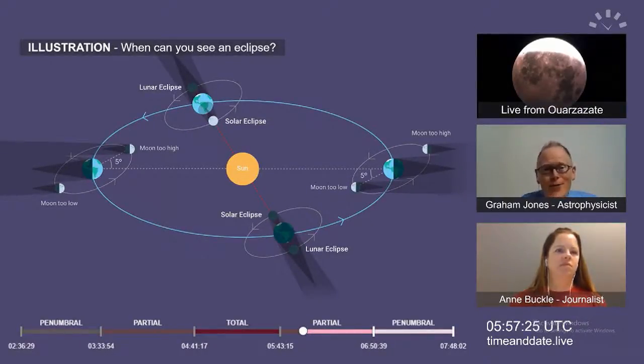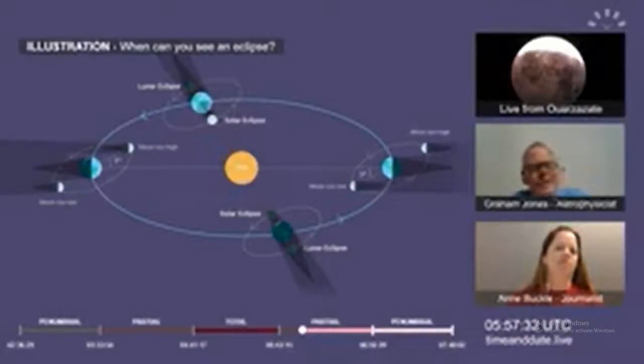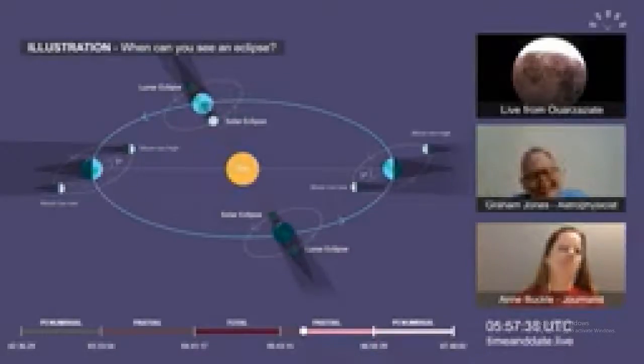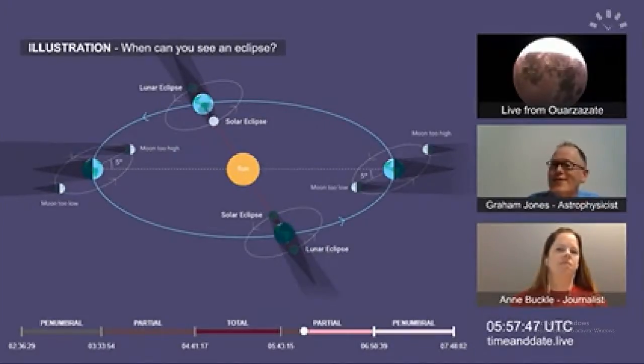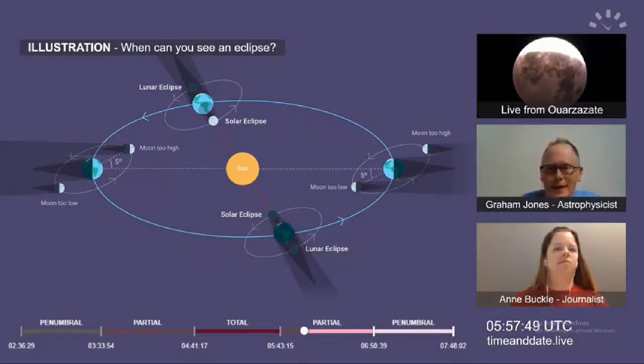And for most new moons, for most full moons, this is what happens. We can see a full moon in the sky, but the moon is just either a little bit below or a little bit above the earth, and so it's not passing into the earth's shadow. This is also the reason why we don't get solar eclipses every month.